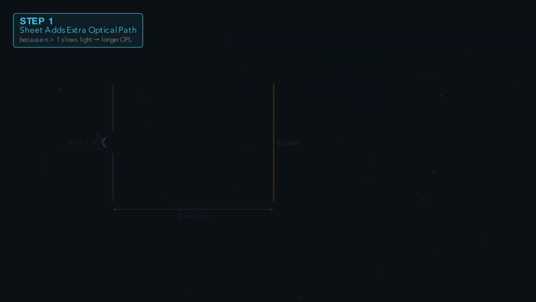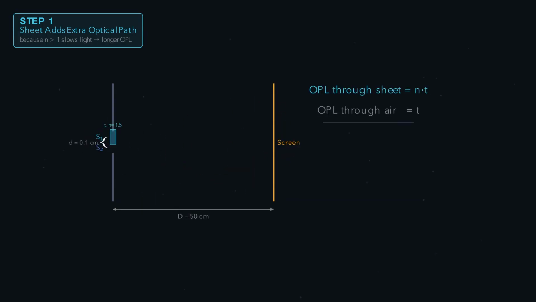When light passes through the sheet, it travels through a denser medium, which means it covers more optical path than if it had gone through air. The extra optical path added is n-1 times t. For n equal to 1.5, that's half of t.